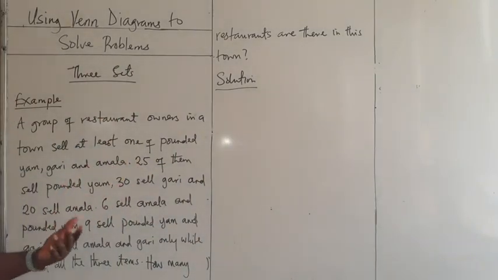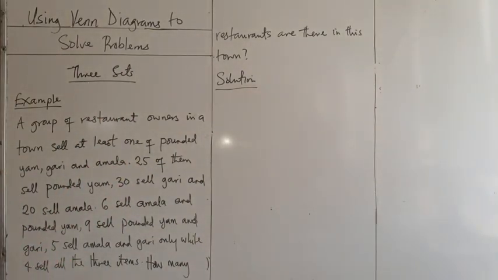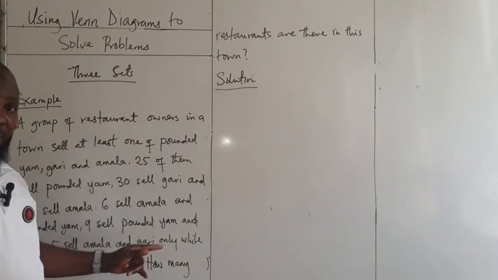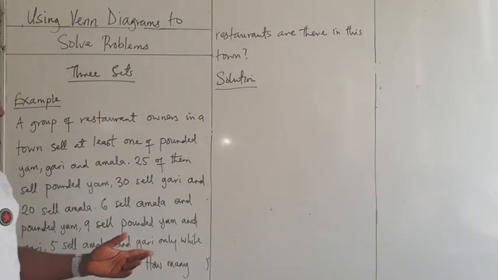Without a Venn diagram, you'll not be able to solve it, so let's see how we can do this. How many restaurants are there in this town? In this case, we are looking for the universal set. That's what we're looking for.